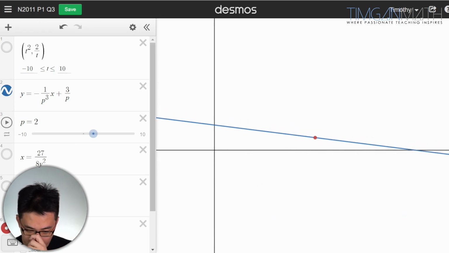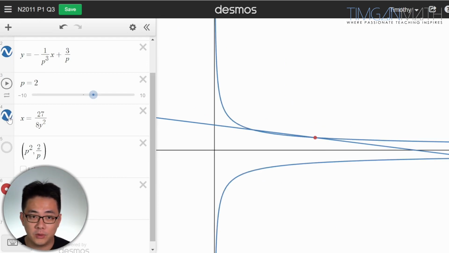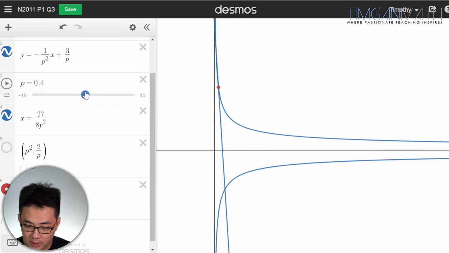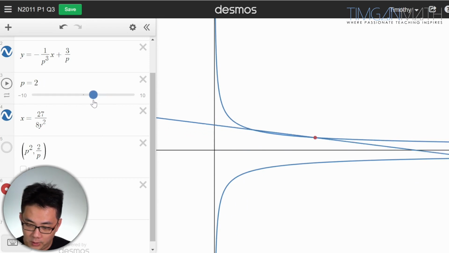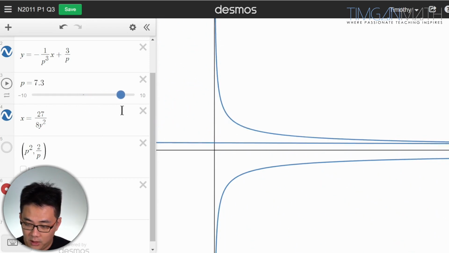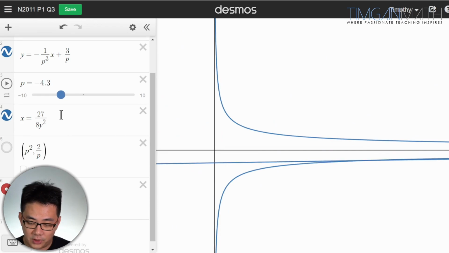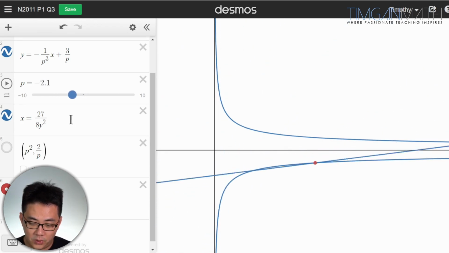Now, what it does with our Cartesian equation is, when we plot it out, if you look at the point, it will follow this curve here. So that's how we understand the equation that we're dealing with.